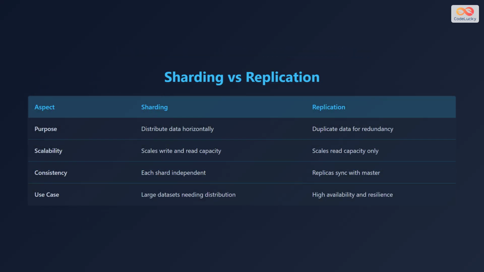It's important to distinguish sharding from replication. Sharding distributes data horizontally across multiple shards, scaling both write and read capacity. Each shard is independent and holds different data. Replication duplicates data for redundancy, scaling read capacity only. Replicas sync with a master database. Sharding works best for large datasets needing distribution. Replication works best for high availability and resilience. Many modern systems use both techniques together. They shard data for distribution and replicate each shard for redundancy.